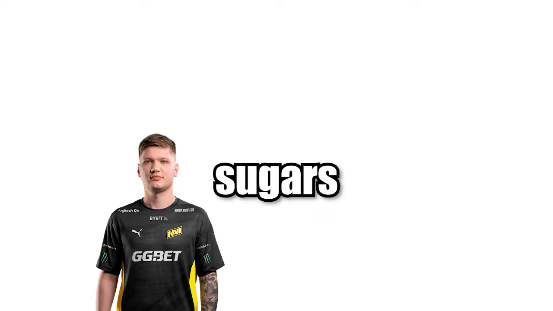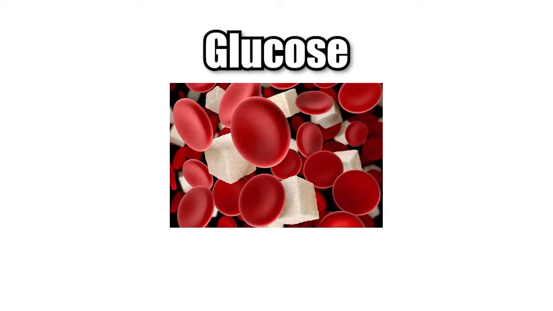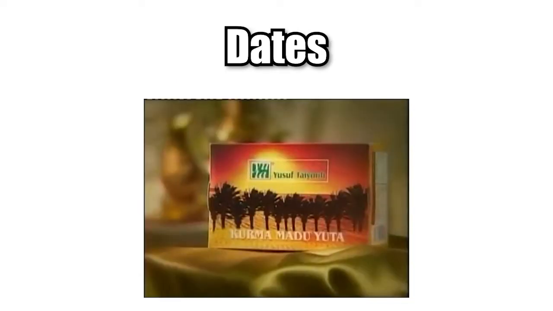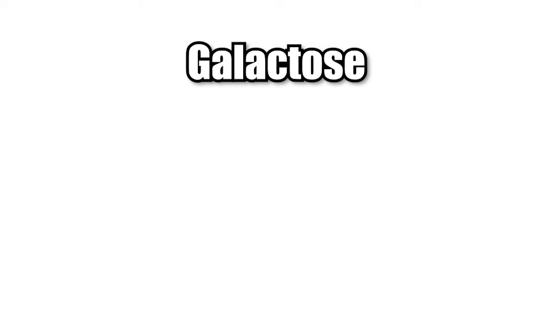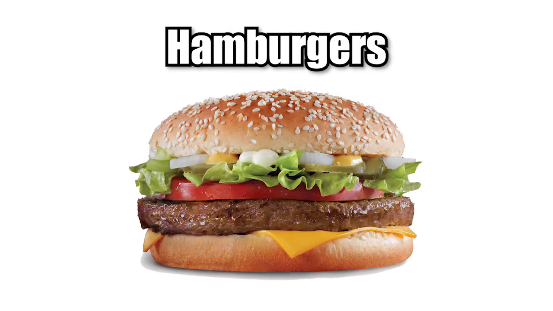First of all, you got these simple sugars, which are the simplest form of carbohydrates. You have glucose, which is the main sugar found in your blood. Examples of glucose foods include soda, pasta sauce, and dates. Fructose, which gives most fruits their sweet flavor. And then you have galactose, aka the milk sugar. Examples include honey and hamburgers.